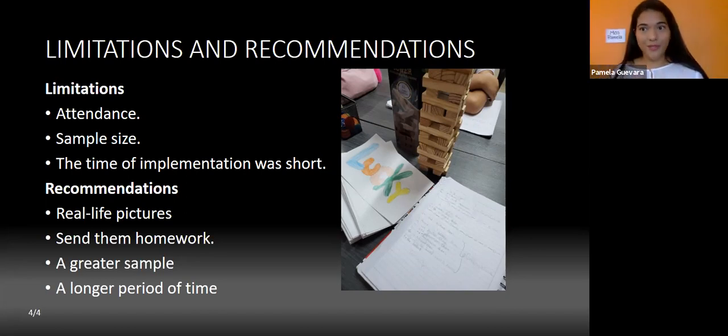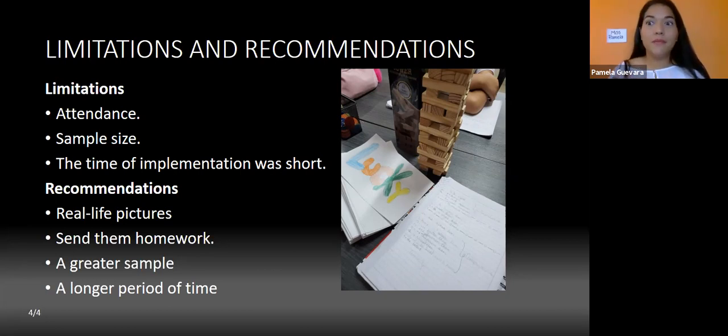The recommendations: real life pictures. I used books, don't get me wrong. I used books. I used magazines, everything that I could use. But I told them, okay, from all these books, choose the picture that you like the most. So at least I made them open a book, because teens do not usually like reading. So they took selfies. It has to be very meaningful, and the activities need to be related to their own reality, to their own context.